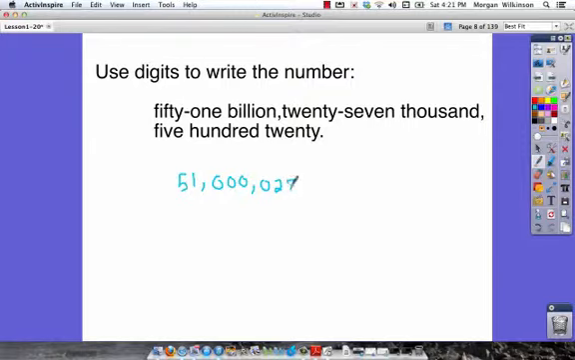We've got 27,520. So we'll finish it off. 520. And we're all done. 51,027,520. Use those commas to help separate the numbers.